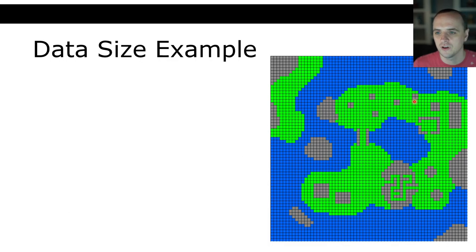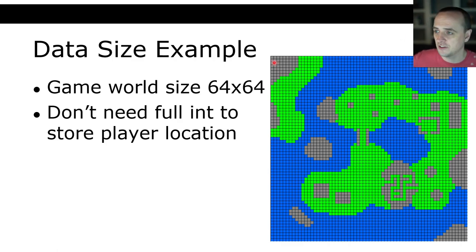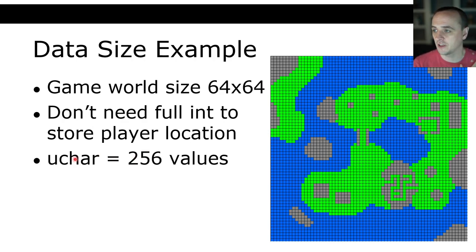All right. So here's a small example of that. Let's say we have this 64 by 64 game world, right? If our game world is 64 by 64, then let's say we're trying to store our character's location in that game world. Well, we don't necessarily need to use a full integer to store the x and the y value of the player. Before, we had 4 bytes for an integer for the x value, 4 bytes for an integer for the y value. Maybe we only need something like a char or an unsigned char where before we were using an int, right?